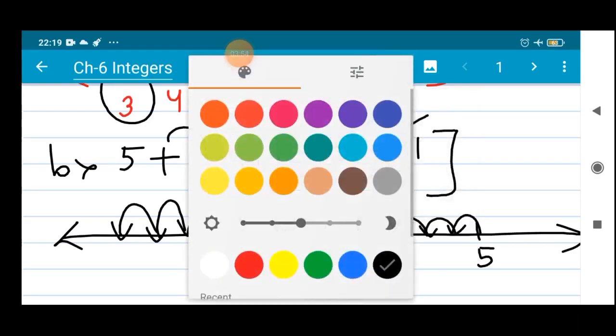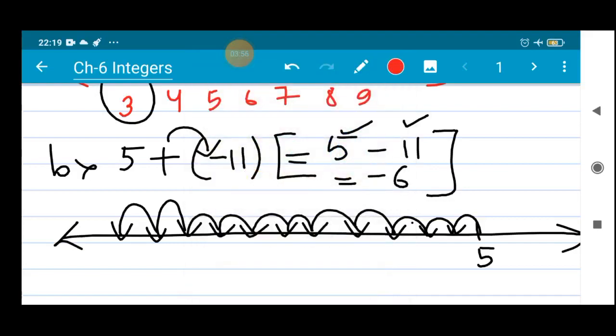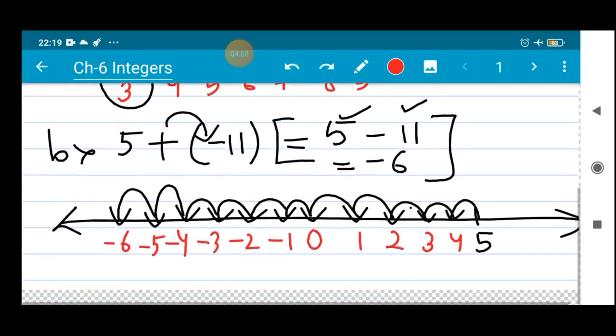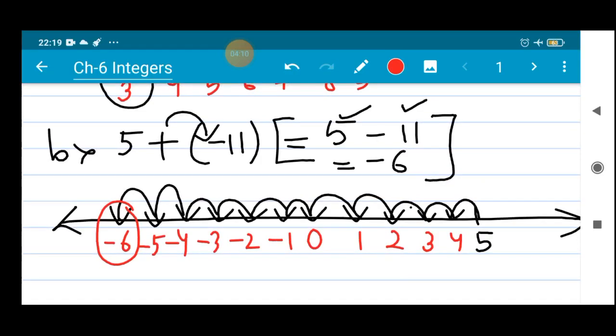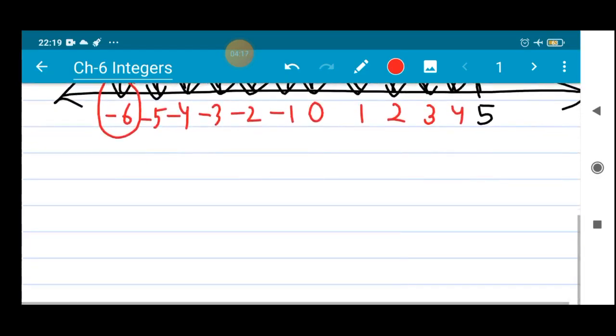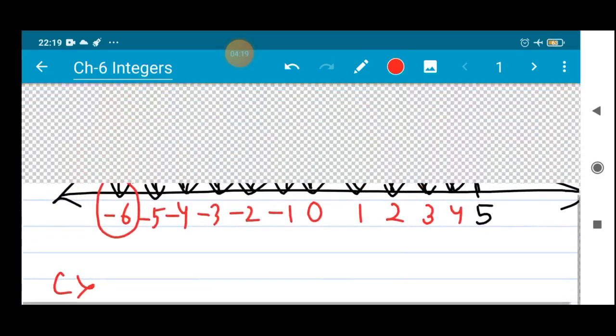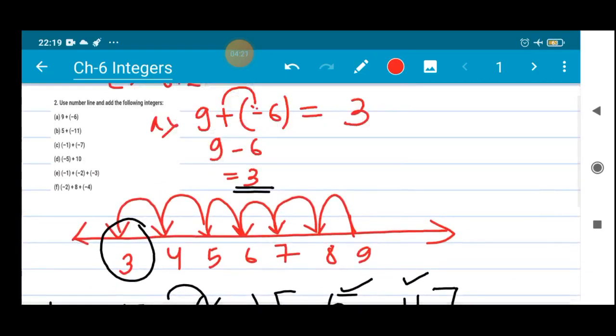So now let's find where you are. It is 4, 3, 2, 1, 0, minus 1, minus 2, minus 3, minus 4, minus 5. Yes, we are absolutely correct. We are now in minus 6 position. Whenever it is 5 plus, inside the bracket, minus 11, we are in minus 6 position. Am I clear to everyone? Yes, I hope you people have understood the concept. So let's do the next one.